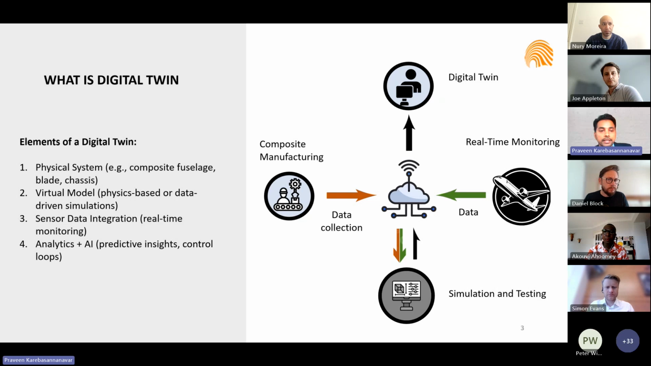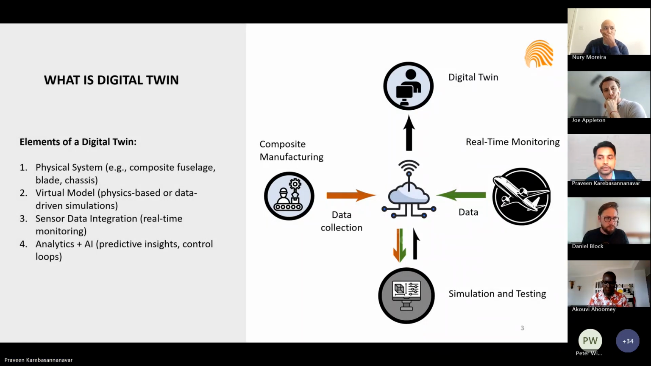So you can see that there are mainly four elements, which is the physical system on the left hand and then on the right hand side, you get data from composite manufacturing and also you get data from real time. You take those for simulation, then testing, and finally those data will be processed and presented to the user. And on the left hand side, I have briefly mentioned what the physical system looks like.